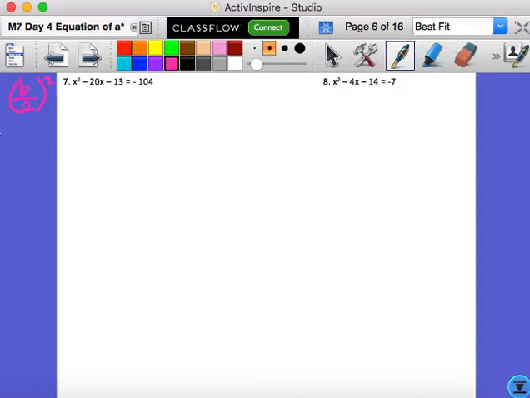So half of negative 20 is negative 10. Negative 10 squared is 100, and that's not my c value here. So I'm going to move that 13 to the other side. So I've got negative 104 plus 13. And I'm going to end up with negative 91. However, we already said to complete the square, half of negative 20 is negative 10. Negative 10 squared is 100. So to complete this square, I need to add 100. But what I do to one side, I have to do to the other.